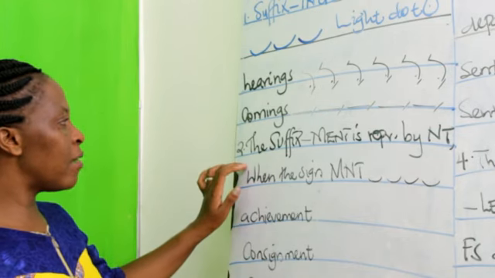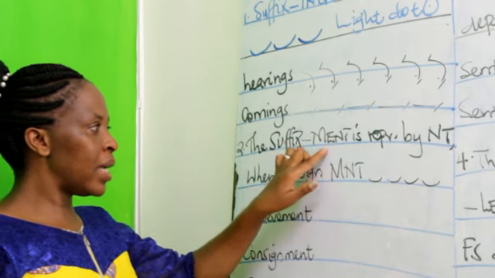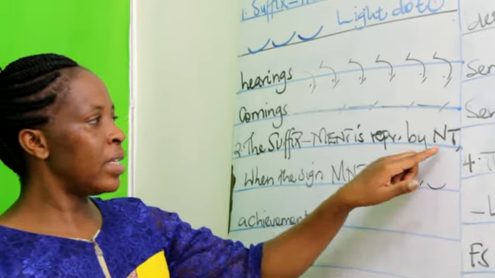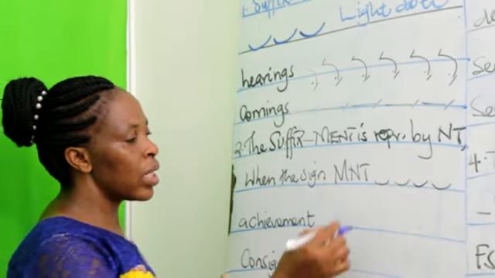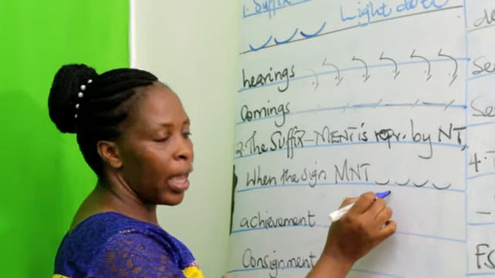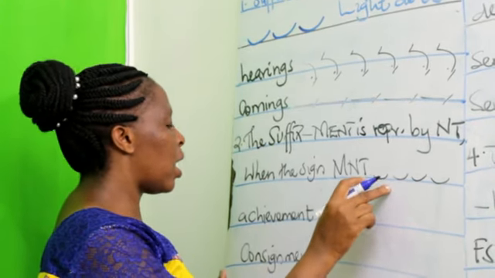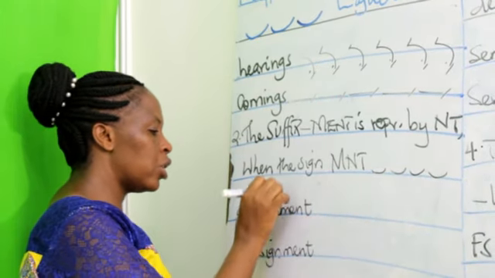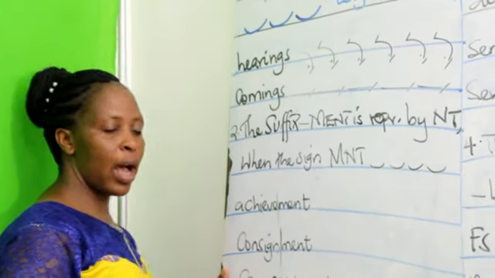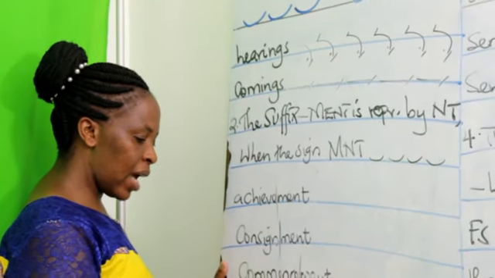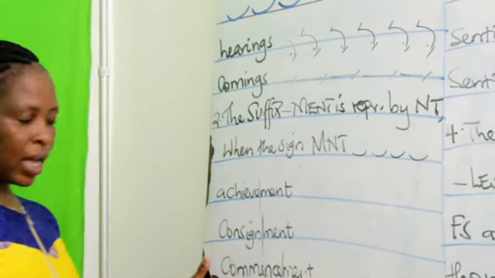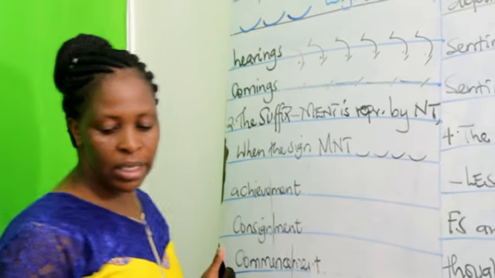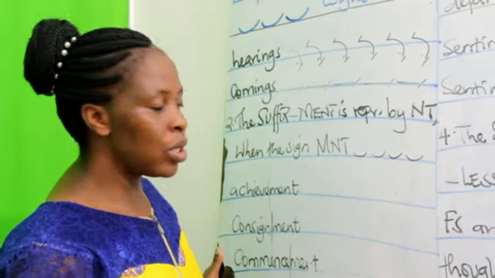Then we have the suffix ment, and this ment is represented by NT. That means we are going to use a halved N for the following T. And this is how we are going to drill. So when you look at these words, they have the suffix ment at the end. We said the suffix comes at the end of the word. We have the word achievement. Pronounce the words as we drill.